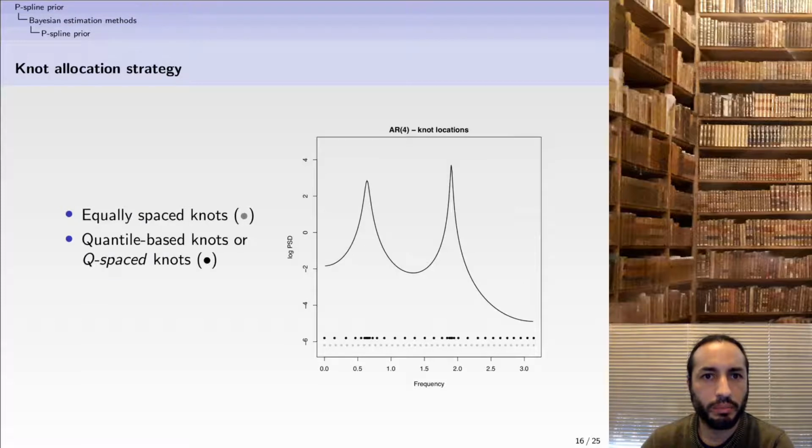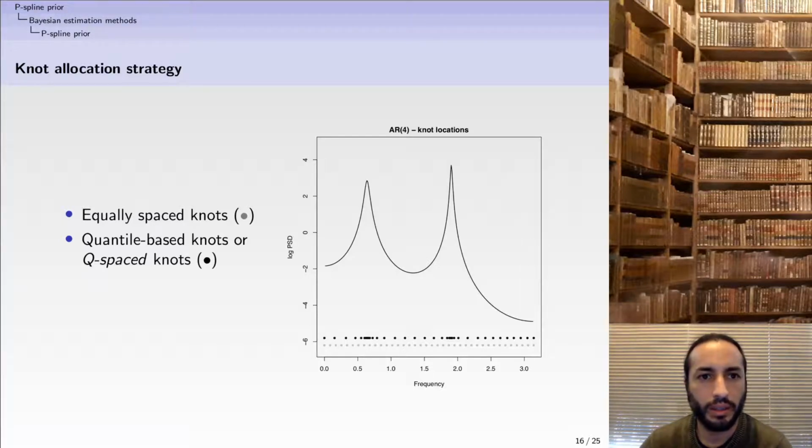A usual assumption in the P-spline is to consider equidistant knots, like the ones represented by the gray points in the plot. However, here we propose to allocate more knots in those areas in which the PSD function has peaks, in order to assign more computational effort in those areas. Since the true PSD is unknown, we use the periodogram to localize the peak locations and thus distribute the knots according to them. We call this proposal the Q-spaced knot location scheme, since it's based on the quantiles of a transformation of the periodogram.